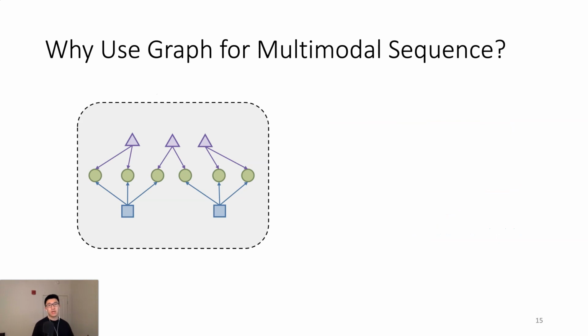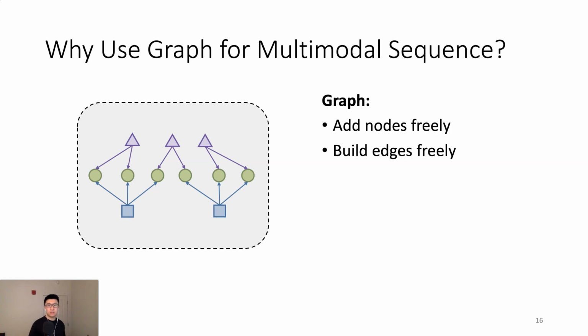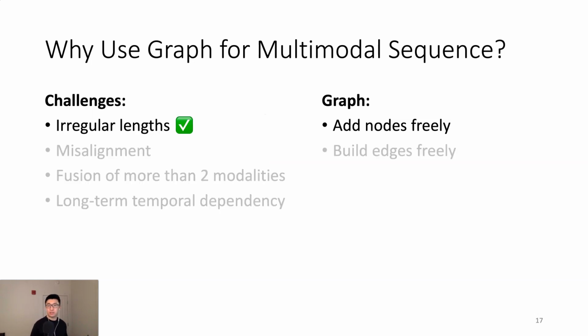So why is graph a suitable choice for modeling such data? Well, graphs have the advantage that we can conveniently add nodes and build edges. The first characteristic, adding nodes conveniently, solves the problem of irregular length. Whenever you have a longer sequence or you have additional data in one modality, you can just add that data as a node into the graph.